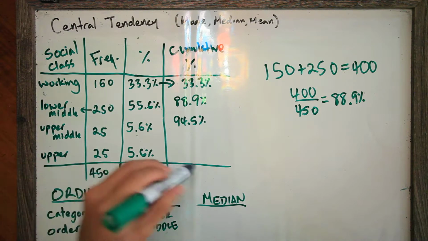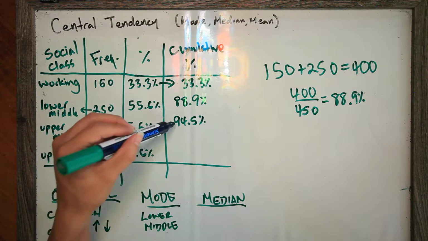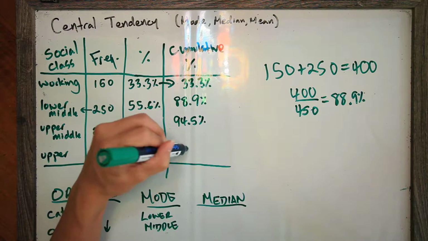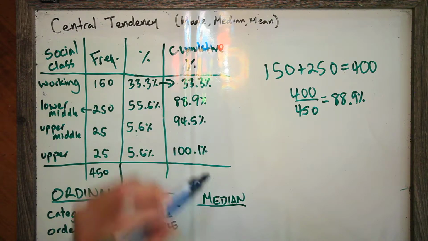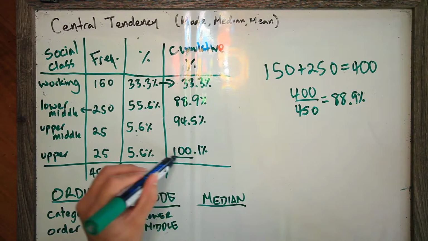Then, to find the cumulative percentage for the final category, which is upper class, we would take 94.5 and add it to 5.6. That gives us 100.1%. The last row of your cumulative percent table is always going to be 100.